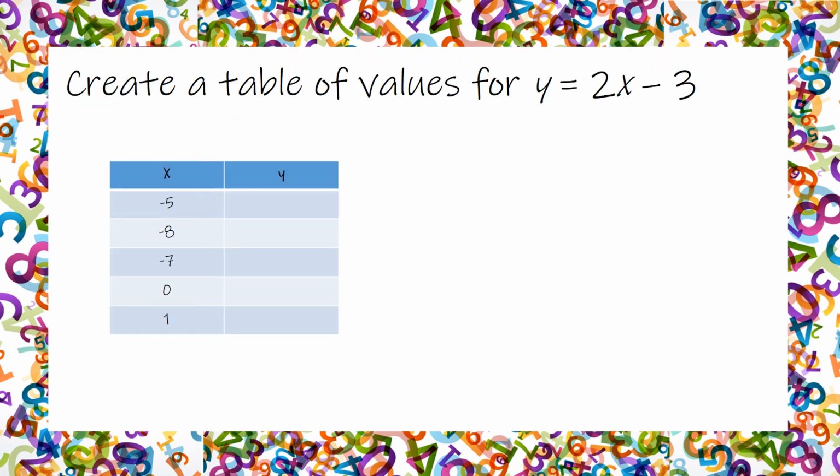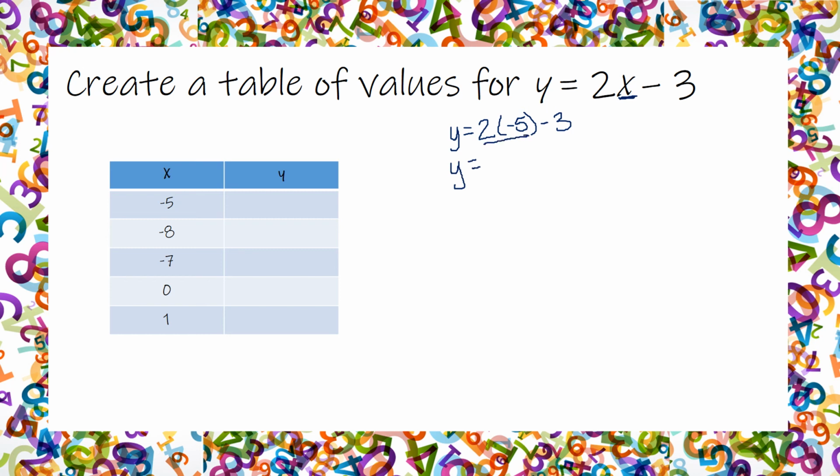Create a table of values for y equals 2x minus 3. So what we're going to do is take the x values given. The first one is negative 5. We're going to plug it in where we see x, because that's what it says x is. So all I'm doing is plugging it in right there and rewriting it. So we're looking for our y value. So I'm going to start simplifying.